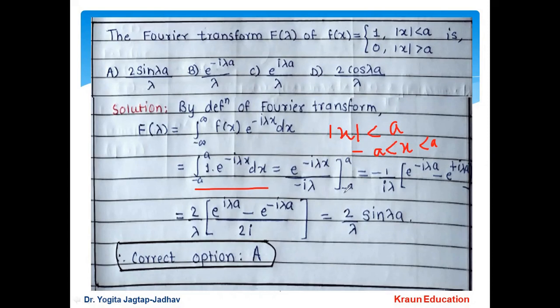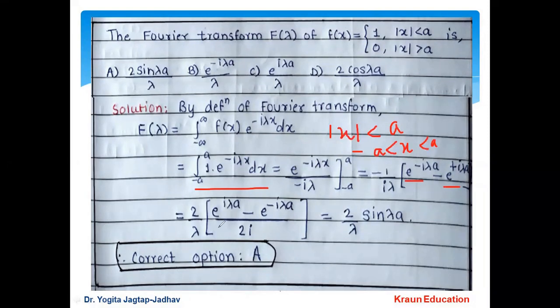When we try to put the limit in place of x, for the upper limit, we have e raised to minus I lambda into a, with the middle sign negative. Then we put the lower limit x equals minus a in this expression. Therefore, we get e raised to I lambda a.